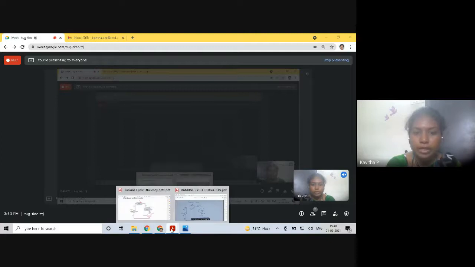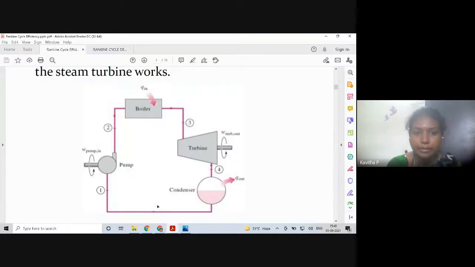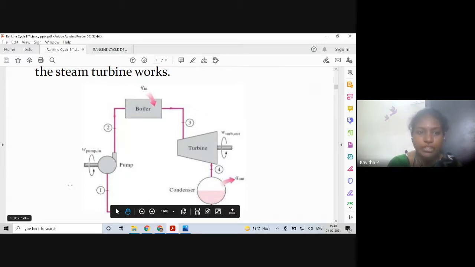Today we will see the efficiency derivation of a Rankine cycle. So first let's understand the basic working of the Rankine cycle and then we'll derive the efficiency calculation.